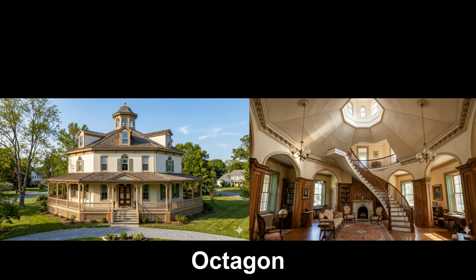Octagon architecture, a mid-19th century fad popularized by Orson Squire Fowler, is defined by its 8-sided plan, which was designed to maximize interior square footage while minimizing external wall area for better heat retention and ventilation. On the exterior, these unique homes typically feature a low-pitched, hipped or flat roof capped by a central octagonal cupola, wide overhanging eaves with decorative brackets, and a wraparound veranda that often encircles the entire structure.